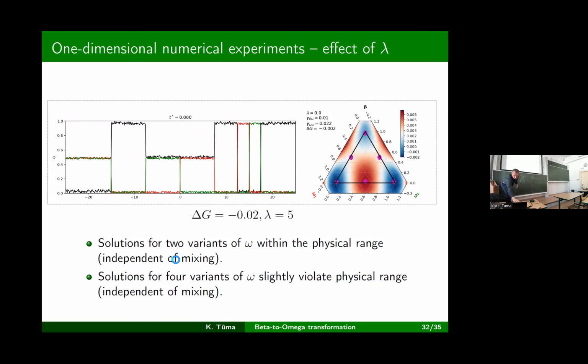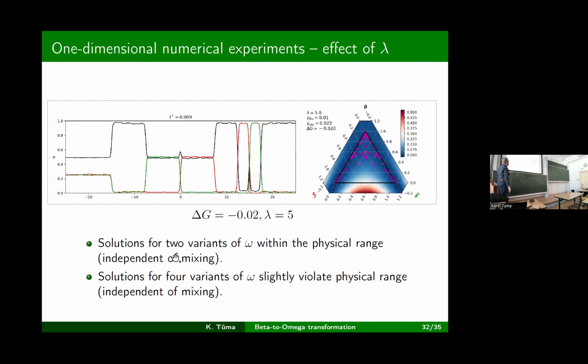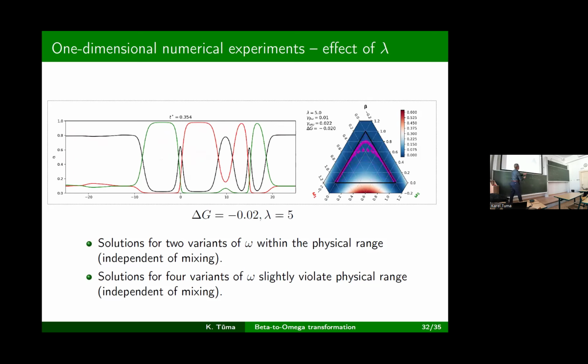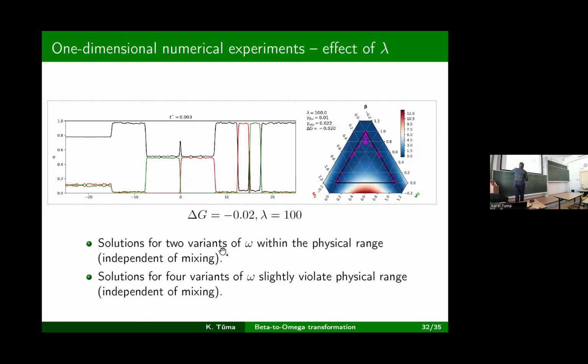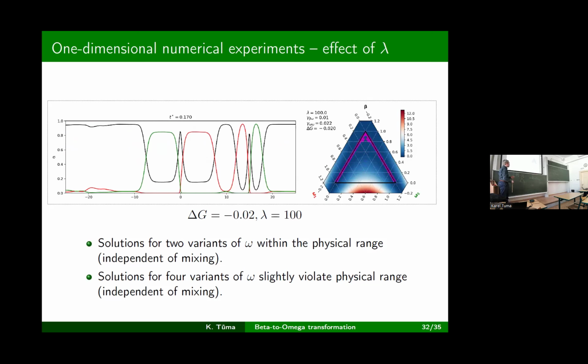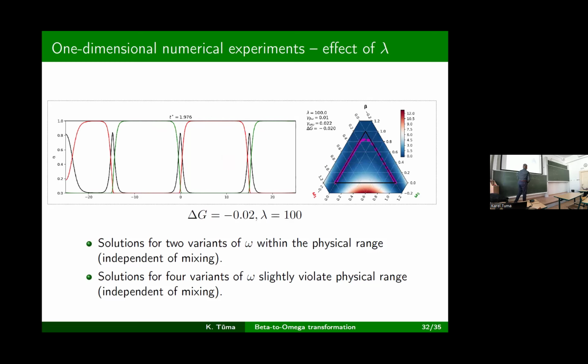So we increase it even more, to lambda equals 5. Then the trajectory is closer to beta. Already here you can see some beta between two variants of omega. And if we increase it to lambda equals 100, still there is no problem with the Newton solver. So clearly there is some beta phase between two variants of omega.